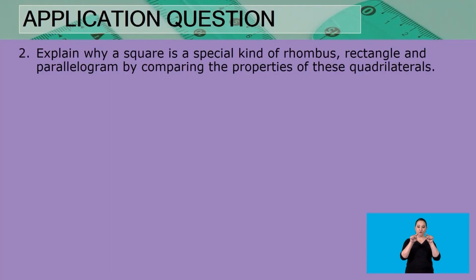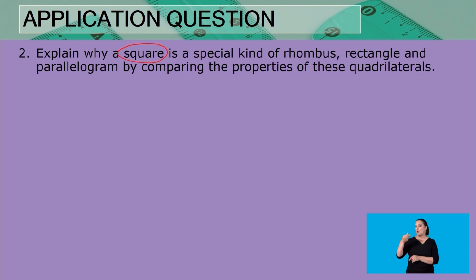It says there, explain why a square is a special kind of rhombus, rectangle, and parallelogram by comparing the properties of these quadrilaterals. Now, we are going to be looking at a square. When looking at a square, we need to see what makes it special, because a square is a special rhombus, a special rectangle, and also a special parallelogram.